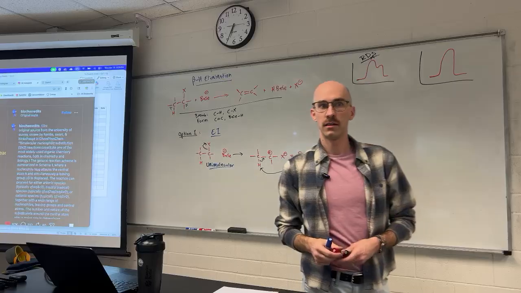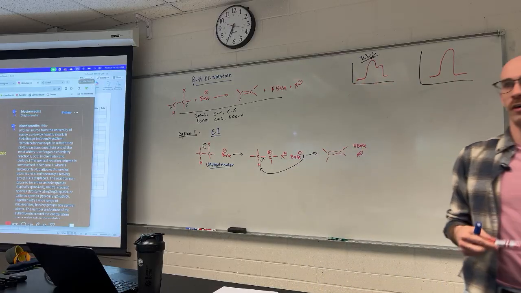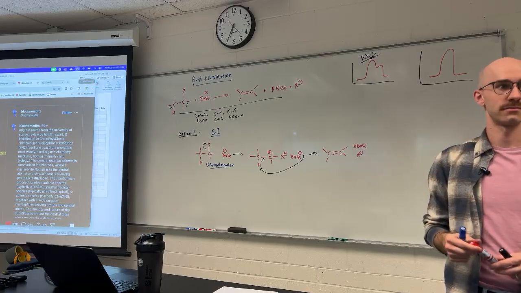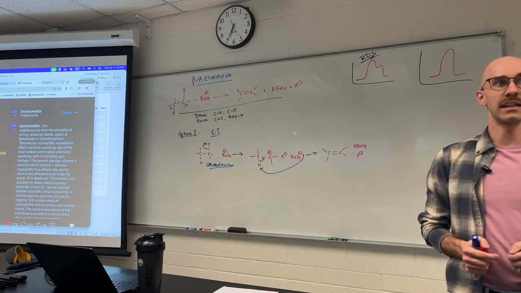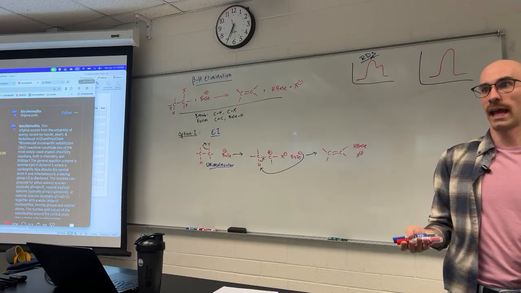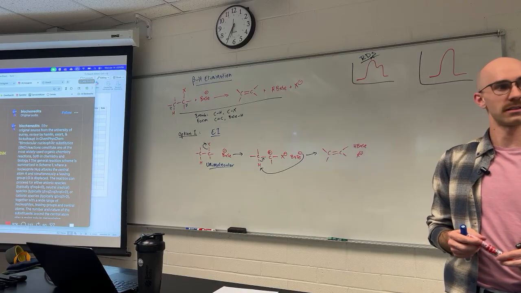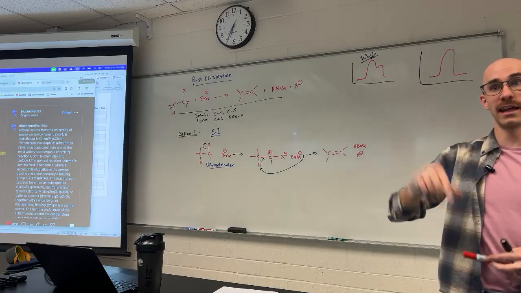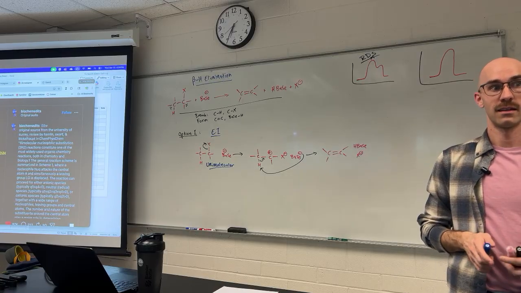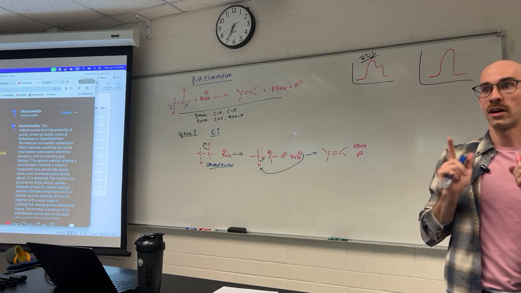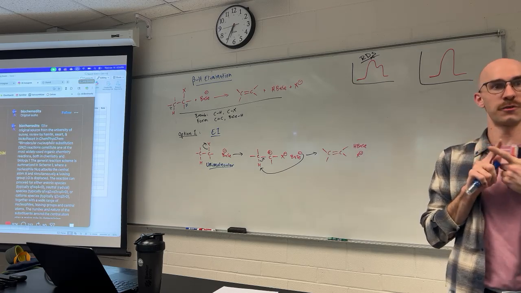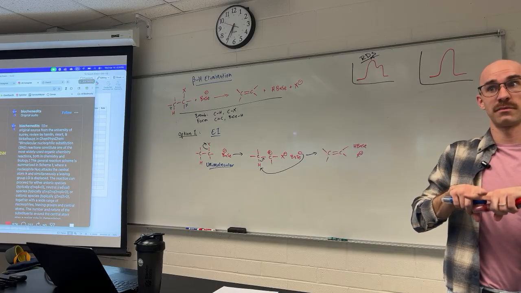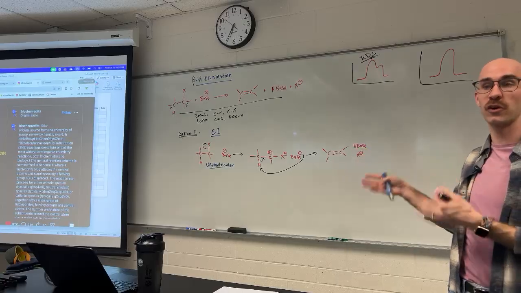How often will an E1 mechanism involve a carbocation? Always. What similarity do E1 and Sn1 have in common? Two steps, carbocation intermediate. I would really lay on the carbocation intermediate. Sn1 and E1 are sibling reactions, if you will. Those are reactions that compete with each other because they follow the same first step.